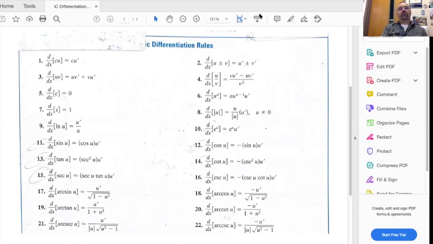The derivative rules quiz will be next Monday. So let's make sure we have all 22 of these rules pretty solidified before that.